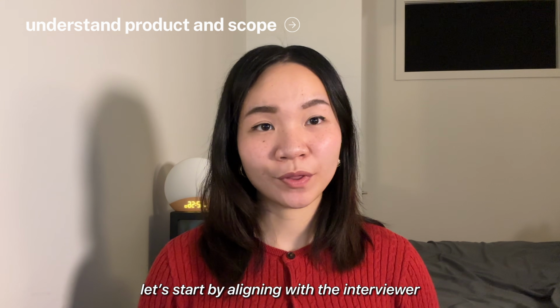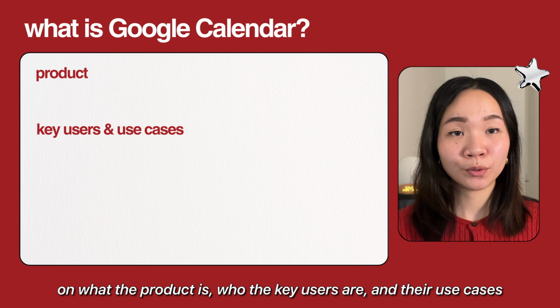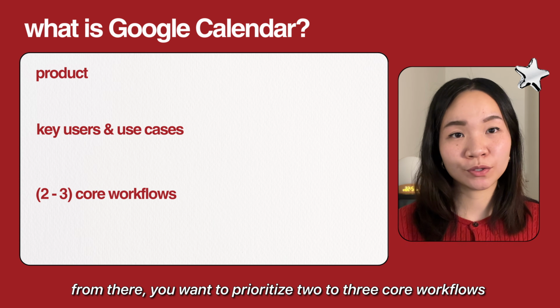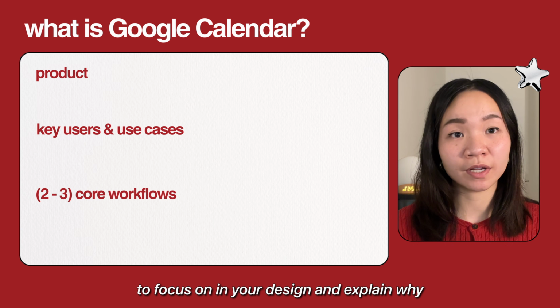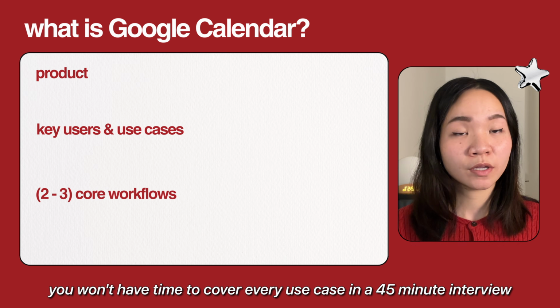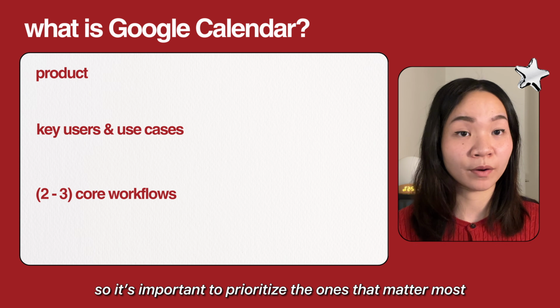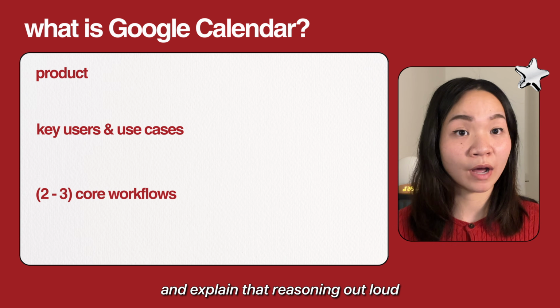Let's start by aligning with the interviewer on what the product is, who the key users are, and their use cases. From there, you want to prioritize 2 to 3 core workflows to focus on in your design and explain why. You won't have time to cover every use case in a 45-minute interview, so it's important to prioritize the ones that matter most and explain that reasoning out loud.